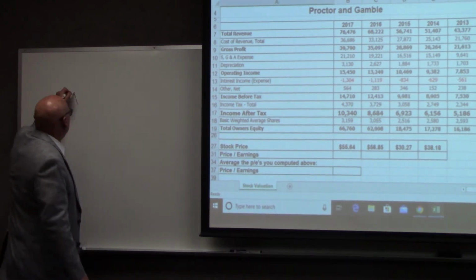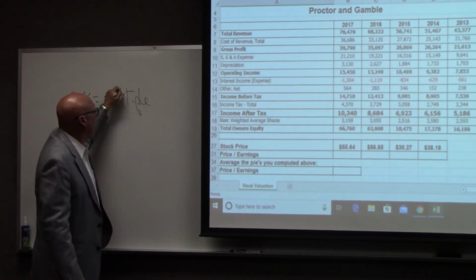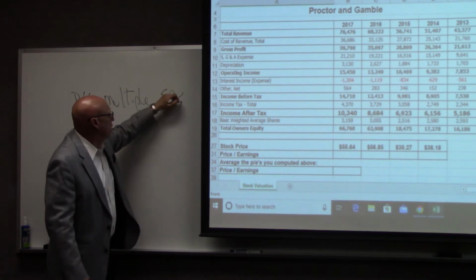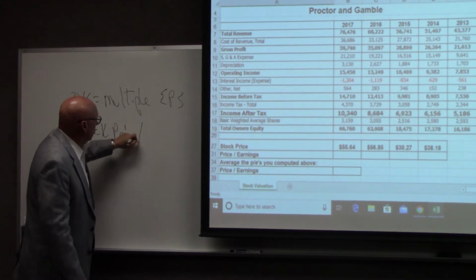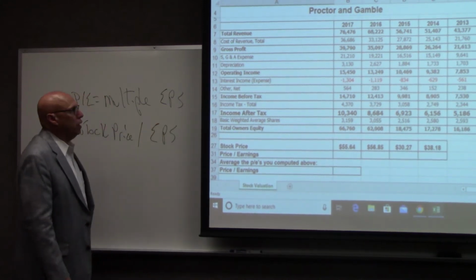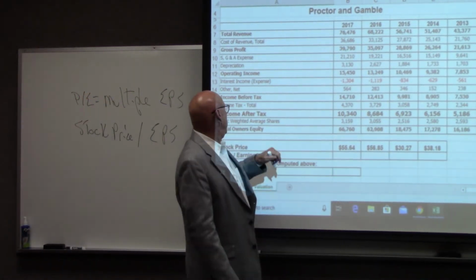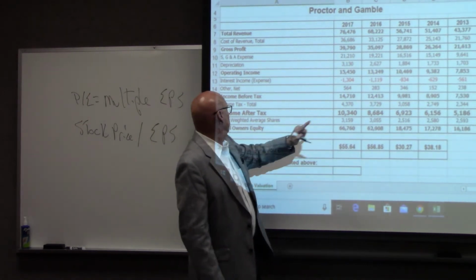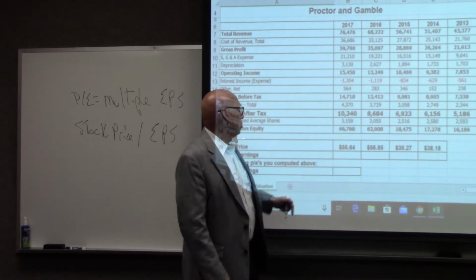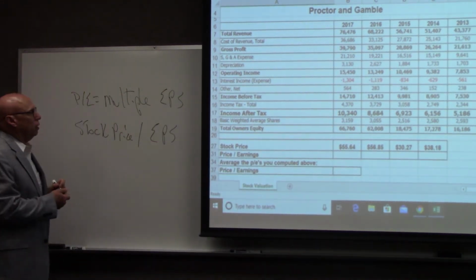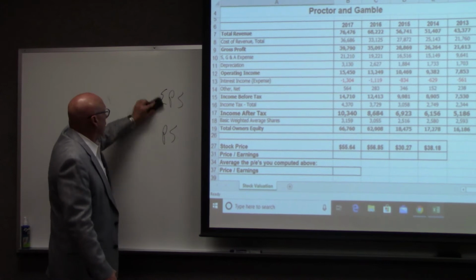So PE is a multiple of earnings per share. And so we have stock price in the numerator divided by earnings per share in the denominator. Do we have the information we need? Well, we have the stock price, and we don't have earnings per share, but we've got the number of shares. So let's go ahead and compute the earnings per share first. And then we'll compute our PE.